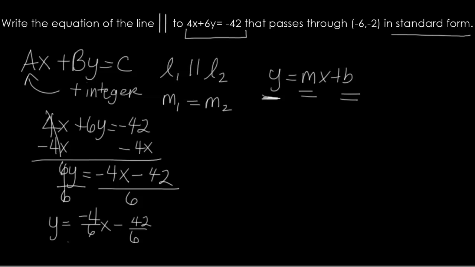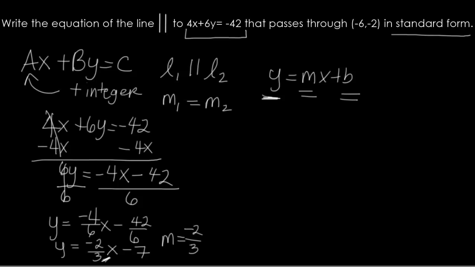Okay, we're not going to leave it like that. We can simplify that. So y equals negative 4 over 6. If we divide both by 2, we get negative 2 over 3x. And negative 42 divided by 6 gives me a negative 7. So there we go. Now it's in slope-intercept form. So what is my slope? The slope is right here in front of the x. So the slope is negative 2 over 3.